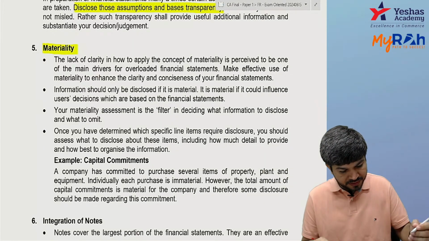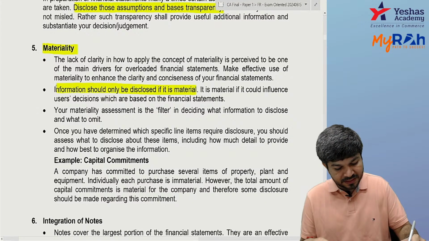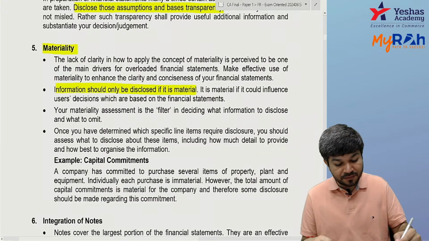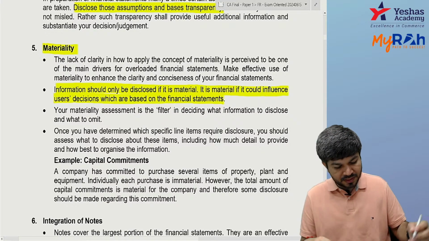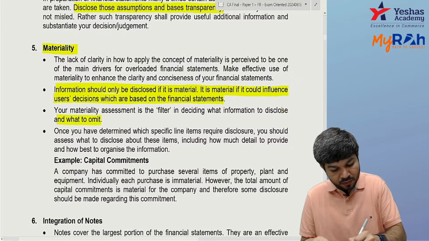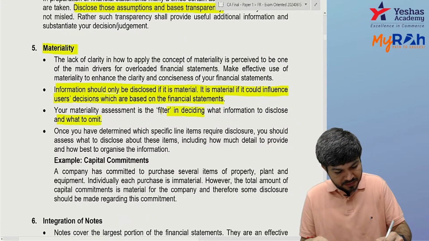The check over here: information should only be disclosed if it is material. Material is something which could influence the decisions of users of financial statements. So materiality assessment is a filter in determining what to disclose and what to omit. Is it clear?